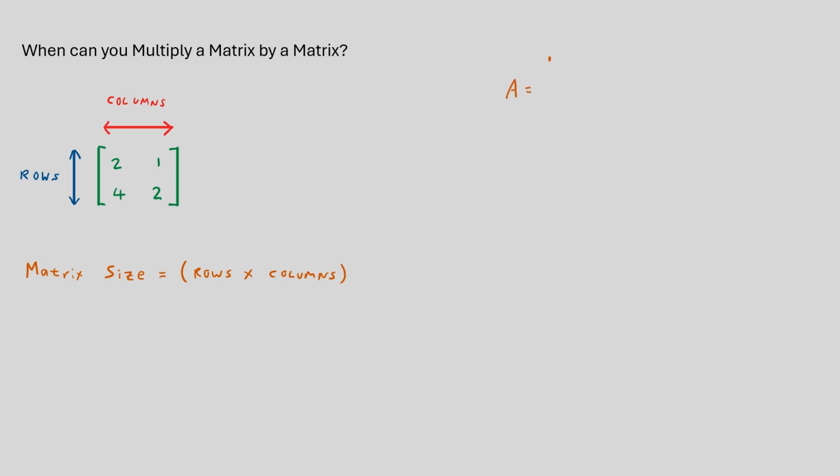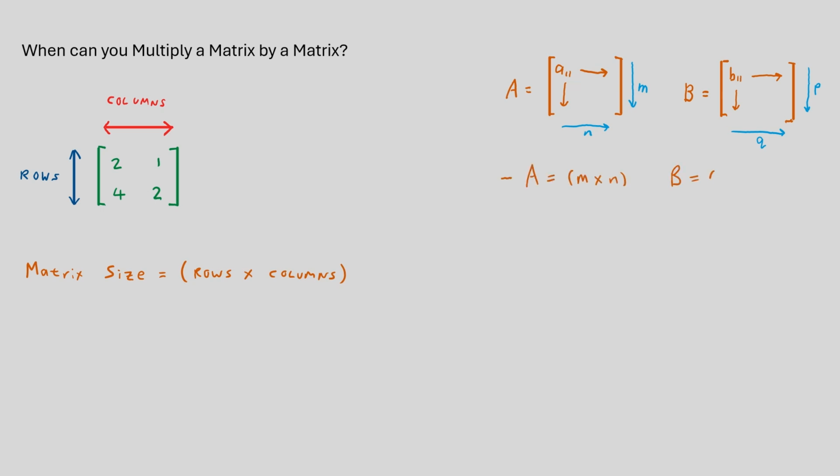The first step in learning how to multiply a matrix by another matrix is understanding when you can and cannot multiply matrices together. If we have two matrices A and B of size m by n and p by q, these matrices could be multiplied together, but only if the value of n and p are equal.